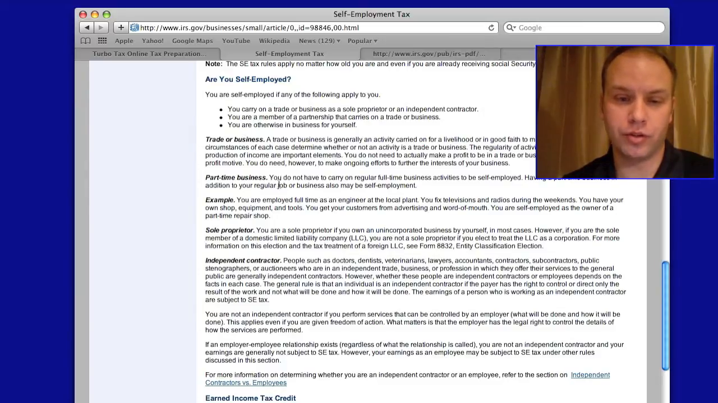Let's see here. I'm going to go through some of the other areas that I think are important. Part-time business. Some of you think if you don't have a full-time business, I don't have to file this. This is really an area that's overlooked. If you have a part-time business, say you're only working a couple hours a week, but you're crossing that, meeting that 400 or crossing it, you still have to file the self-employment tax, okay? Most people aren't doing that.